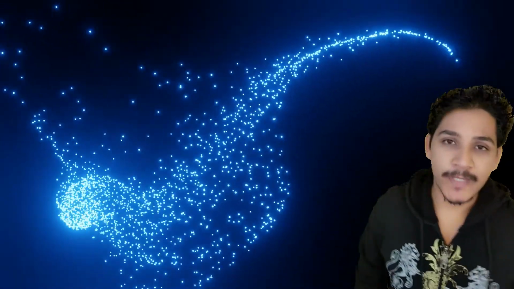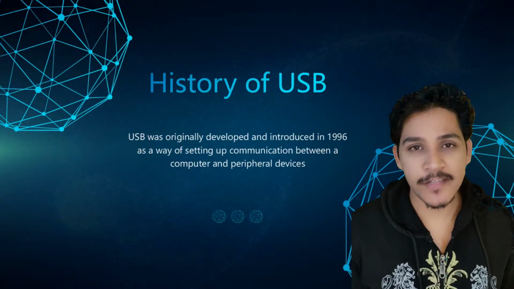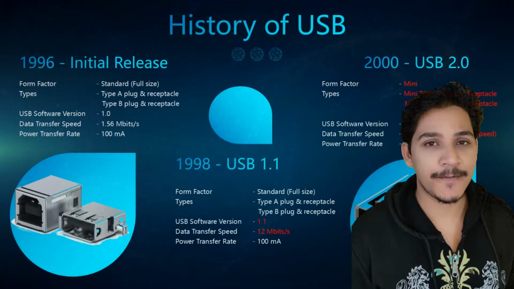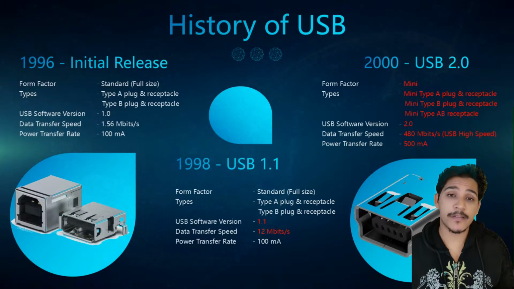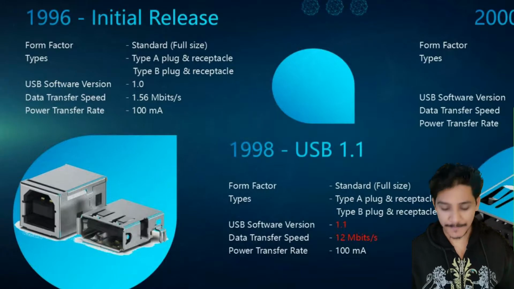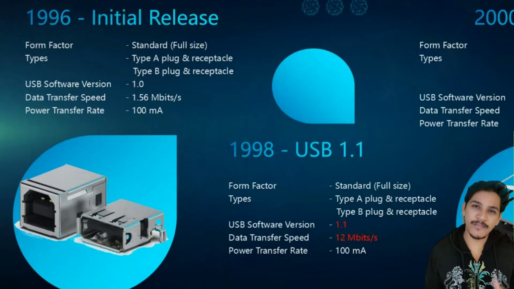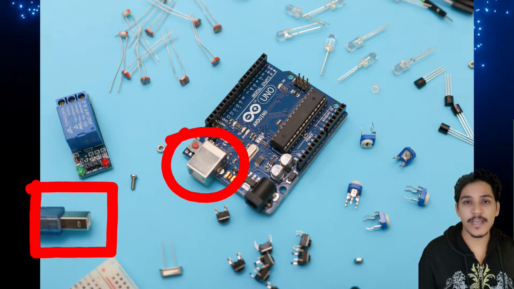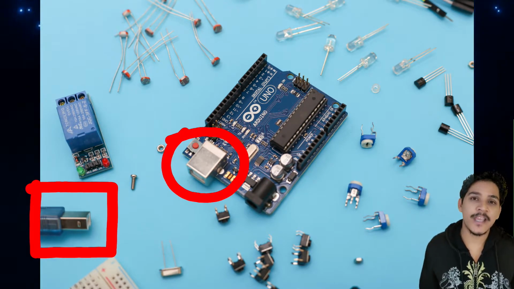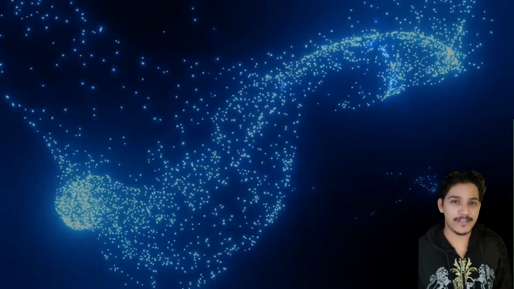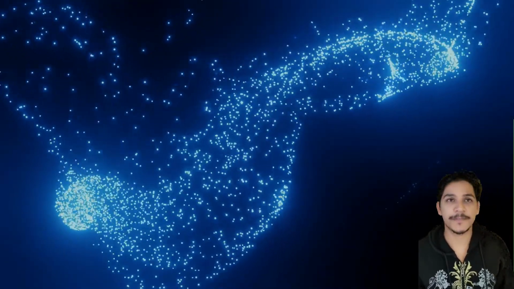So USB was developed in the year 1996 as a way to set up a communication between computer and its peripheral. The form factor of these USB plugs and receptacle was called a standard size or the full size. If you notice, we are still using the same form factor, because if you see the Arduino Unos or some old-fashioned printers, there you can find these type of connectors, and still the USB connector, this Type A, is still widely used for connecting various devices to the computers and laptops.